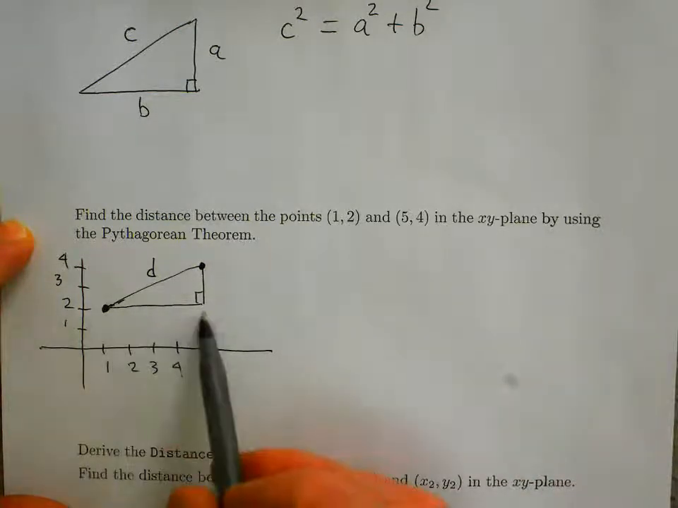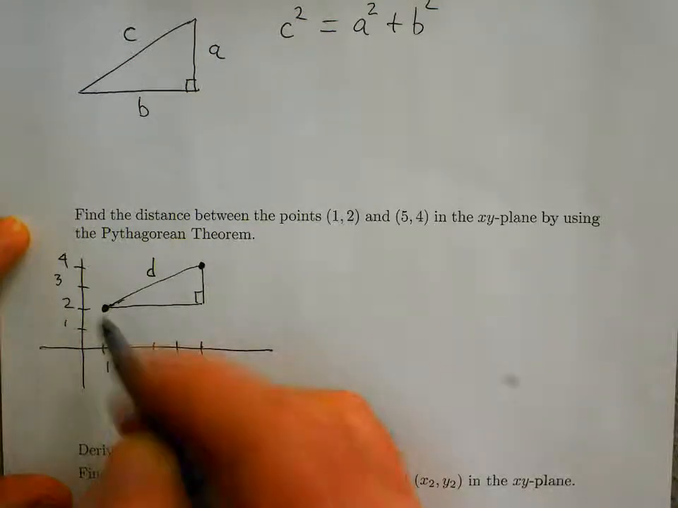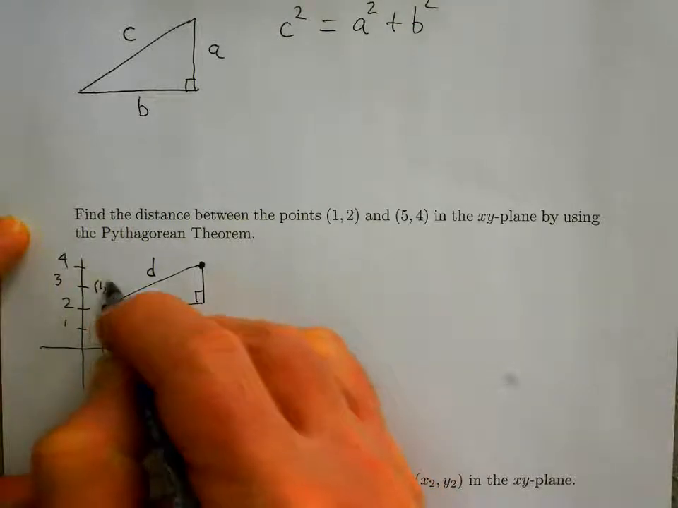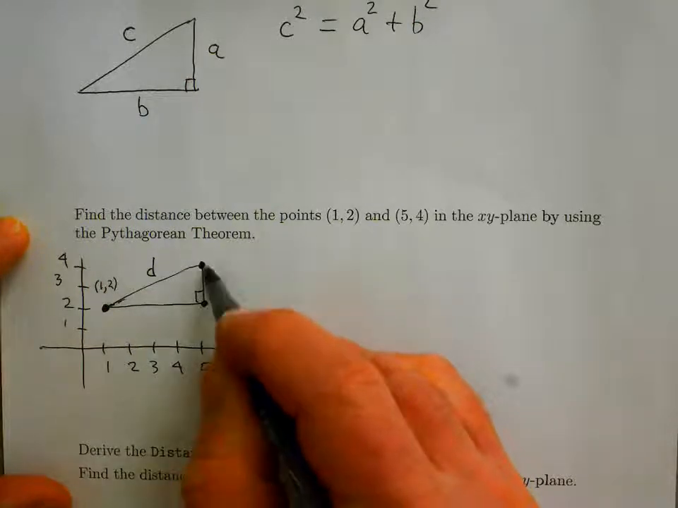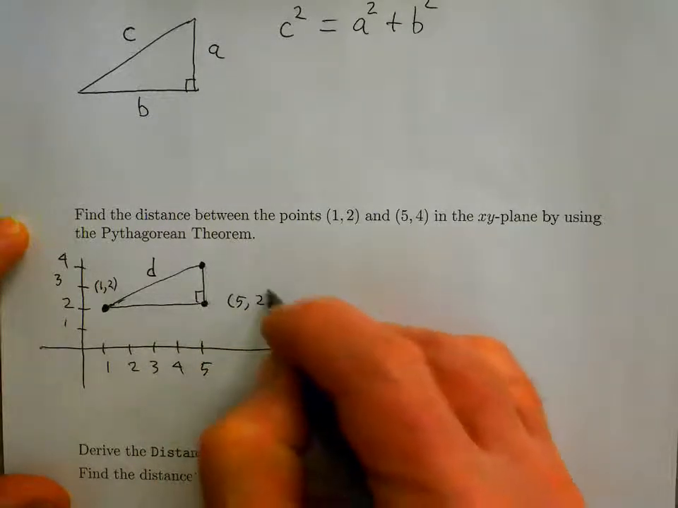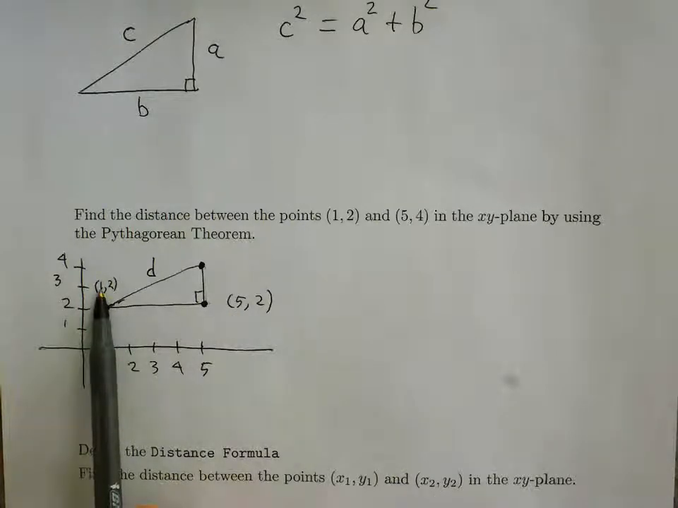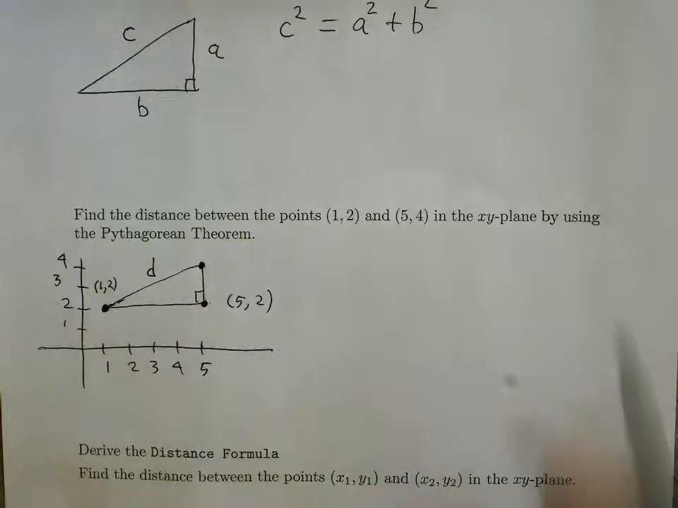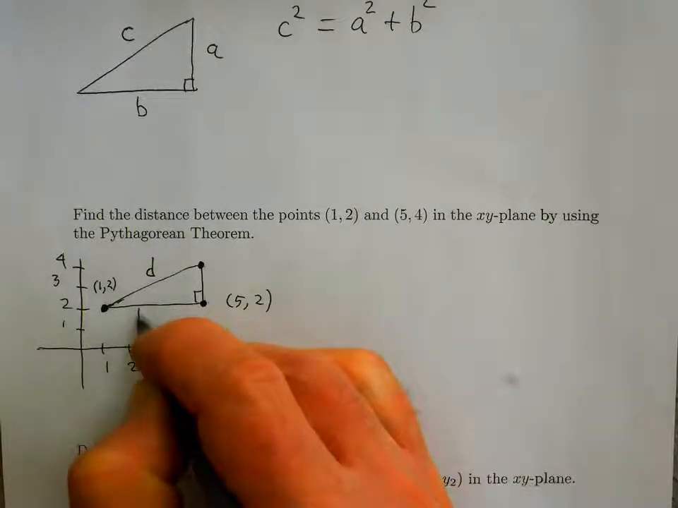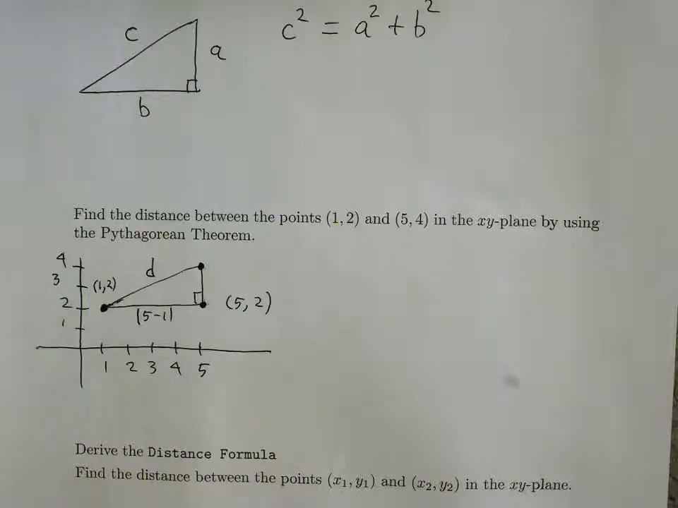So what's the length of the horizontal side? So the ordered pair of this point is 1 for x and 2 for y. The ordered pair of this point on the right triangle is 5 for x and 2 for y. The length of the horizontal side is just the difference in the x-coordinates. The x-coordinates are 1 and 5. So we could say the length of this side is the absolute value of 5 minus 1. But we know that it's going to be 4, right?